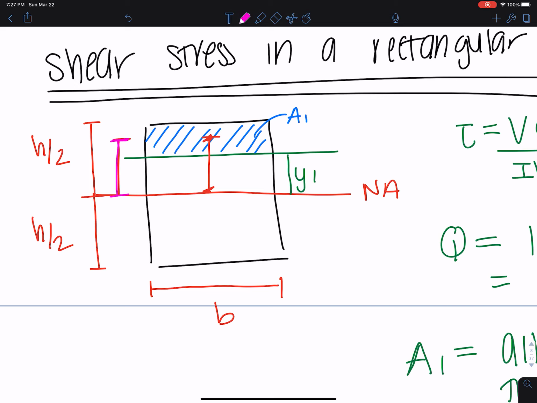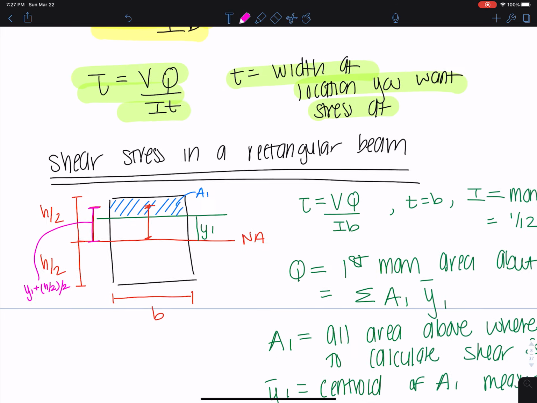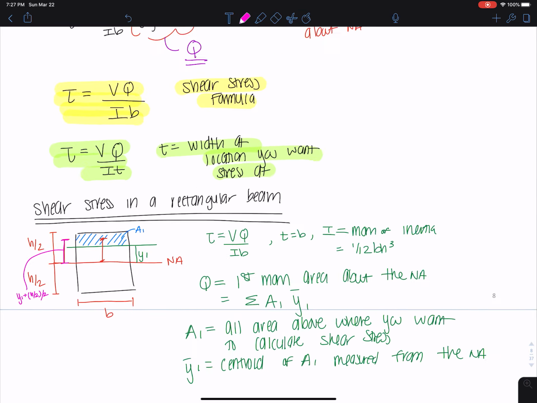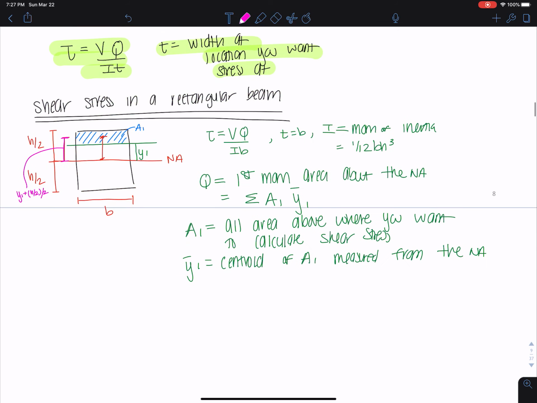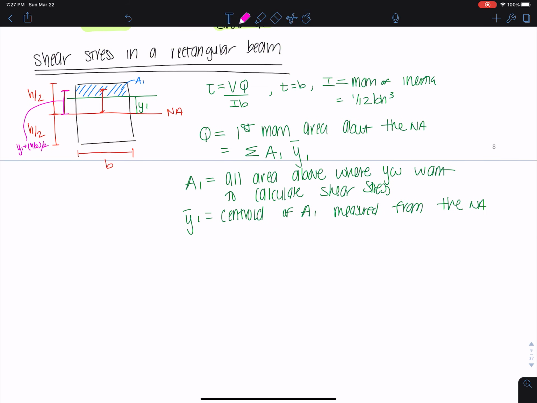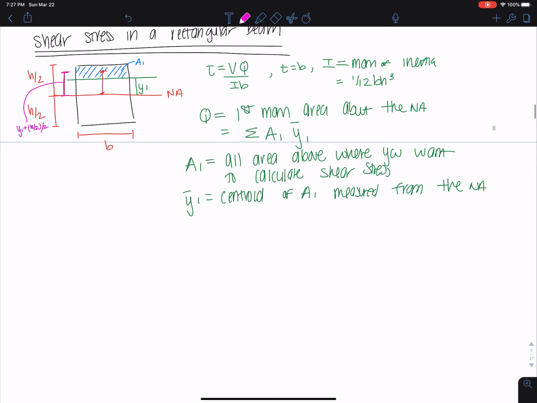It would be this Y1 plus H over 2 over 2, half of it, okay? And we'll do a couple more of those so we can see how that's further done in some other applications. Okay, so now let me show you where this cut came from in case this was a little bit confusing.